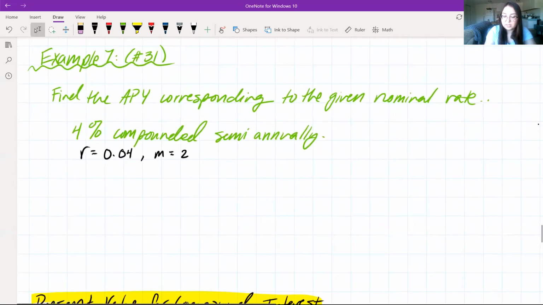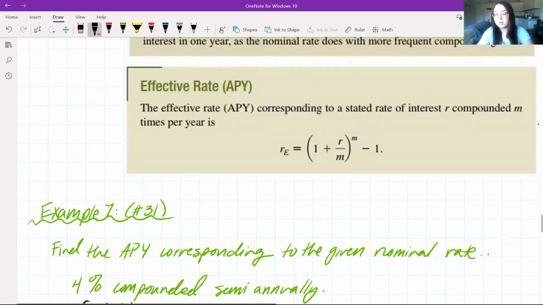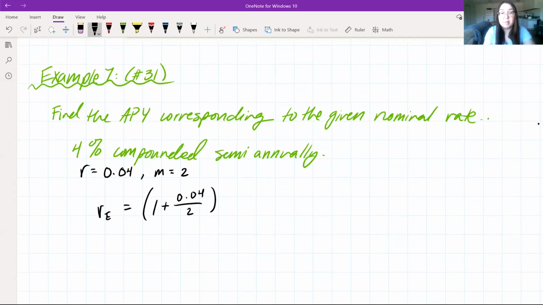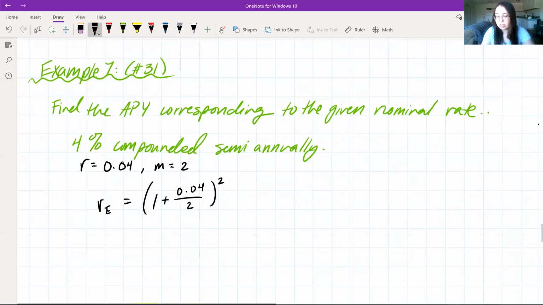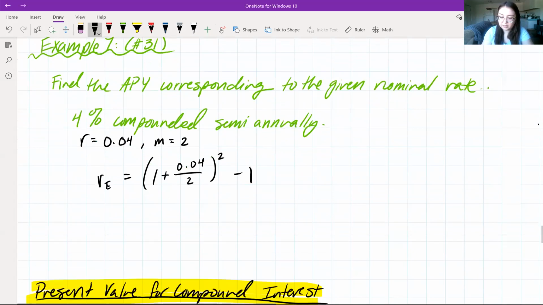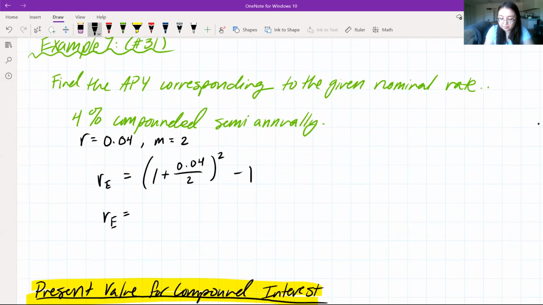So using this equation, we want to find our effective rate, which is equal to 1 plus 0.04 divided by 2, since it's going to be R divided by M to the M power, so 2, minus 1. So if we calculate this value here, we're going to end up getting R sub E is equal to, if we just simplify what's inside our parentheses, 1.02 squared minus 1.